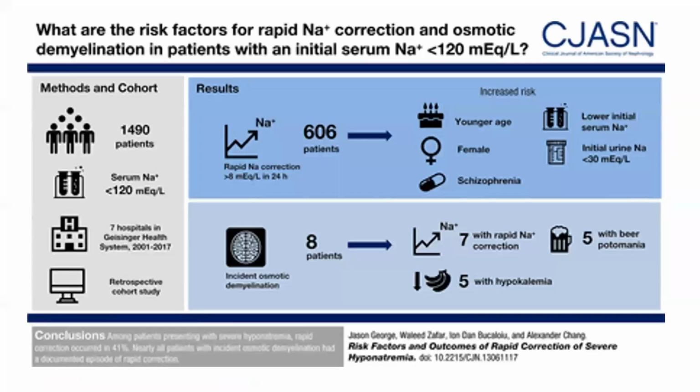There is a study they did in 7 hospitals with 1490 patients. All these patients had serum sodium less than 120, and 606 patients had overcorrection, and 8 of them developed osmotic demyelination. But looking at the other cofactors, only 7 patients had hyponatremia, 5 patients had hypokalemia, and another 5 patients had alcohol. So the risk factor is not only hyponatremia; there are a lot of risk factors. A patient can even have osmotic demyelination without hyponatremia.